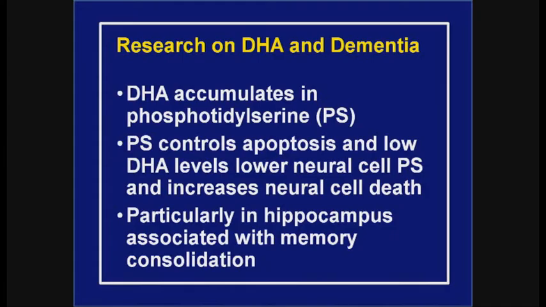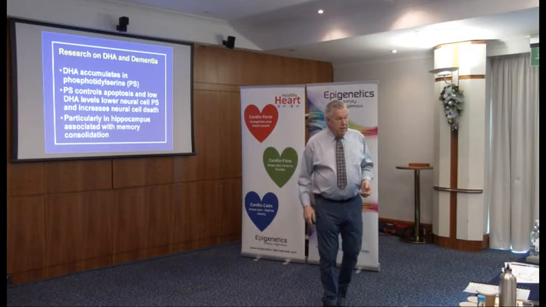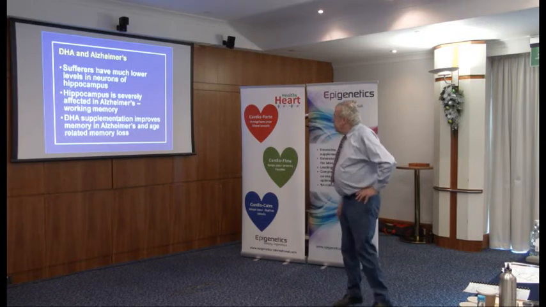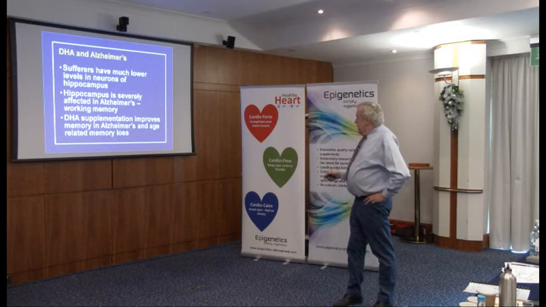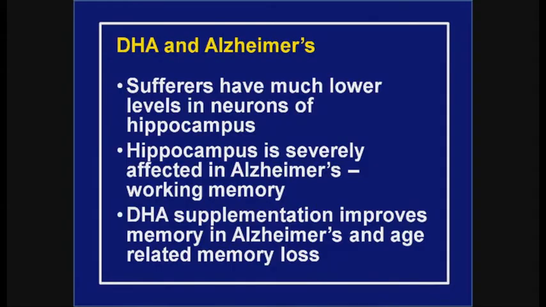DHA accumulates, as we said, in phosphatidylserine. Phosphatidylserine controls the apoptosis, and low DHA levels lower neuronal cell phosphatidylserine and increase neuronal cell death, particularly in the hippocampus, which is associated with memory recall. The hippocampus is severely affected, we know, in Alzheimer's disorders. DHA supplement improves memory in Alzheimer's and old age.